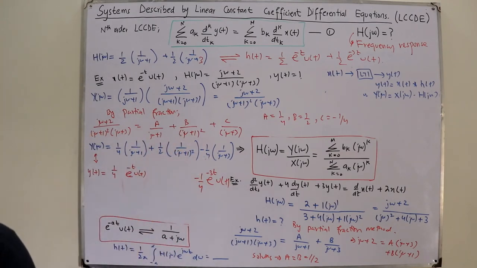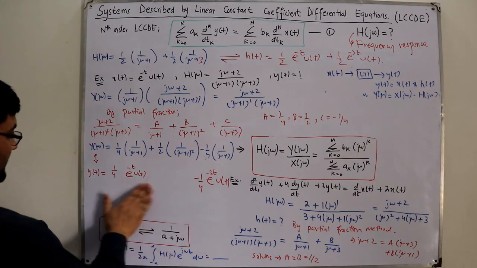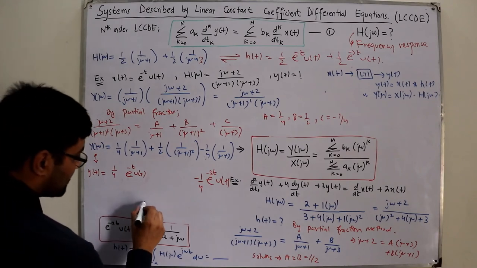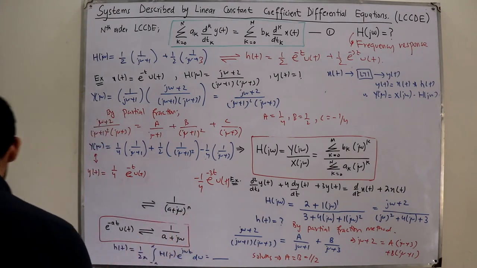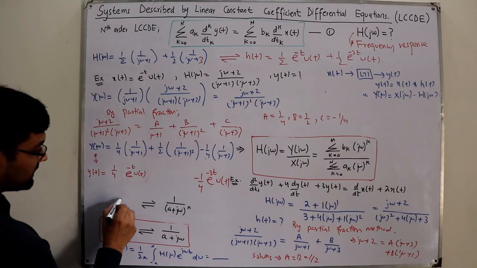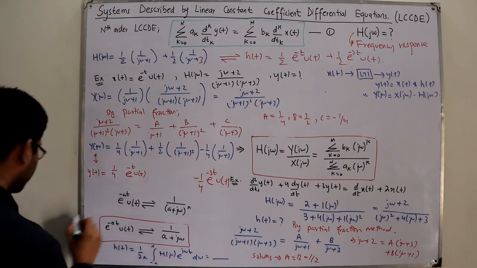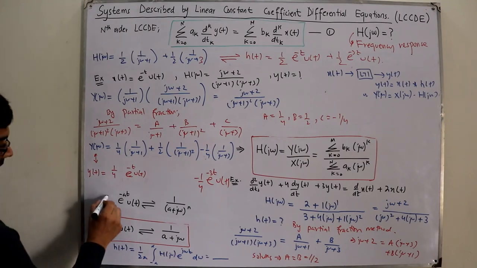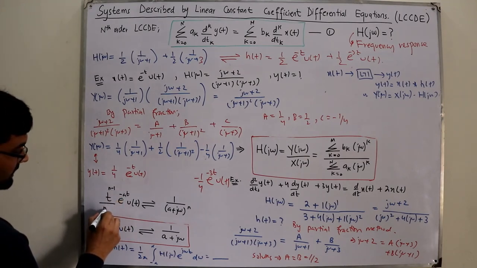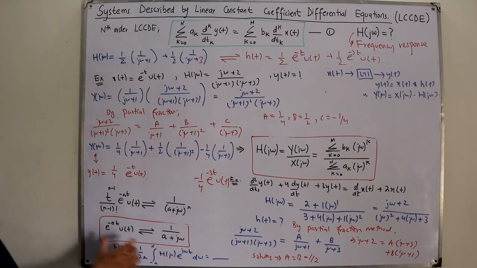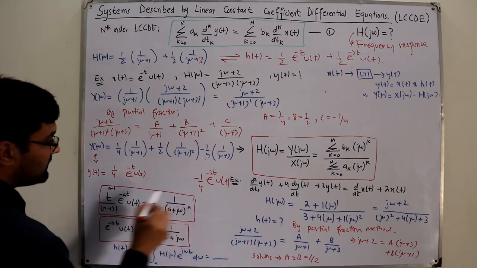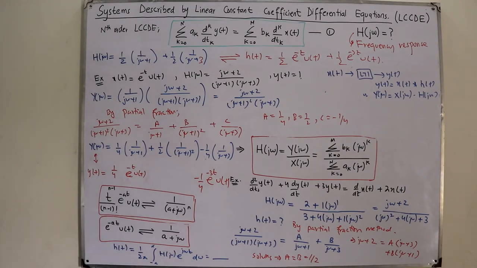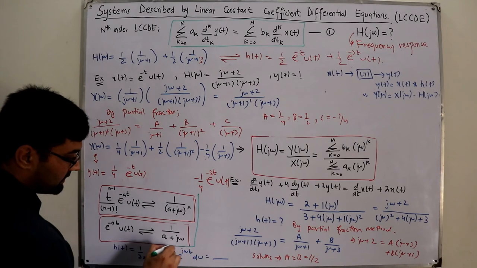For the square, what do we have? We have a formula for the Fourier transform. For this sort of signal, if you have 1 over (a + jω) to the power n, this would be an exponential of negative a t u of t as it is, but you would have t to the power n minus 1 divided by (n minus 1) factorial multiplied with it. This is the general form, and these are the two formulas that you need to remember.